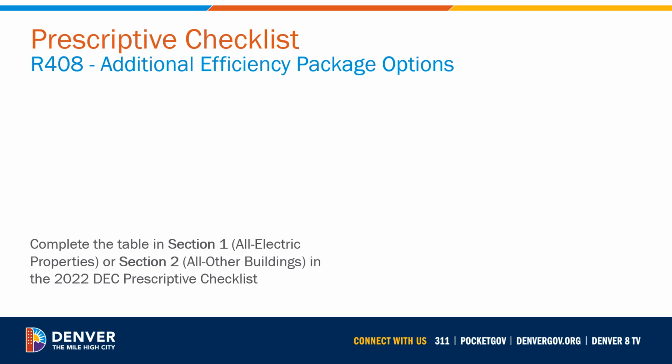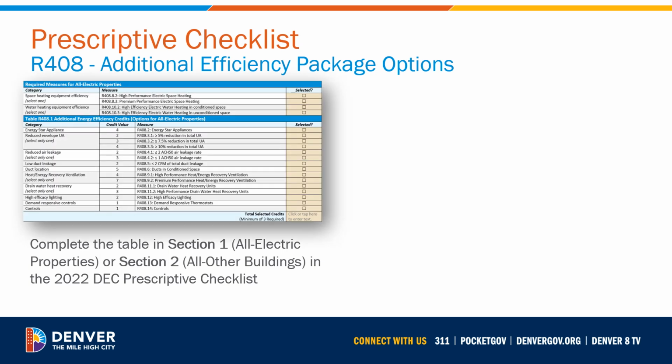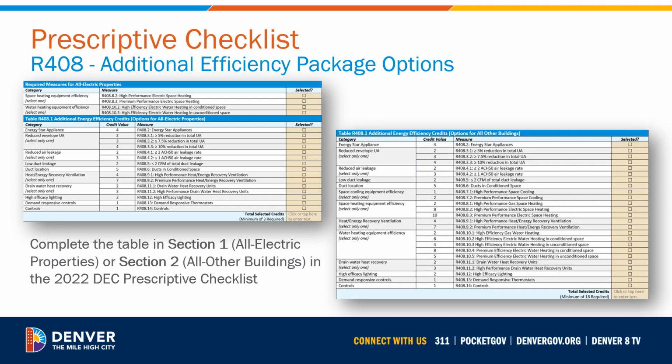Projects following the prescriptive compliance option must also meet the requirements of Section R408, which outlines additional efficiency packages that may be selected from. There are different requirements for all electric properties versus all other buildings. When completing the checklist, complete the table in either Section 1 for all electric properties or Section 2 for all other buildings.